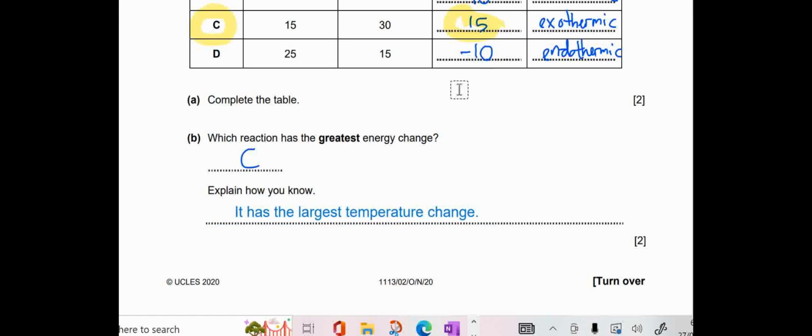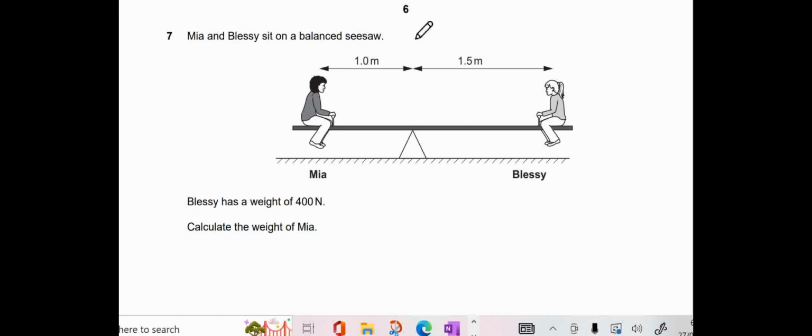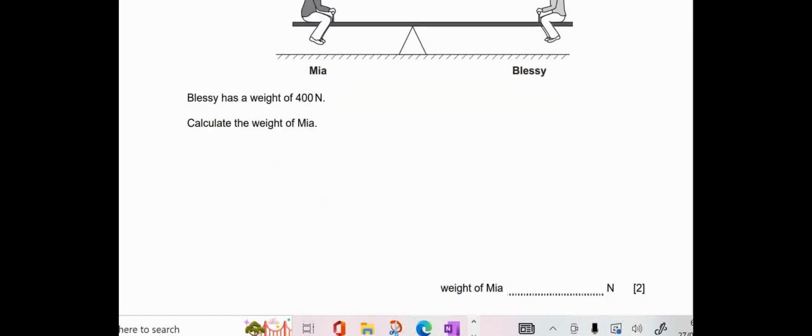So that will be our answer. Let's move on. Question 7. Mia and Leslie sit on a balanced seesaw, 1 meter from the fulcrum to Mia and 1.5 meters from the fulcrum to Leslie. Leslie has a weight of 400 Newton. Calculate the weight of Mia.